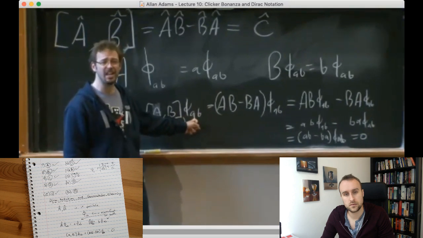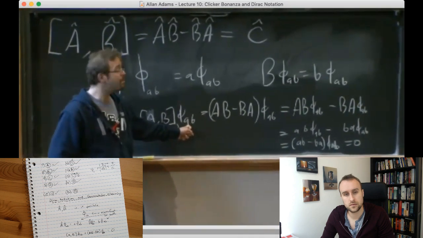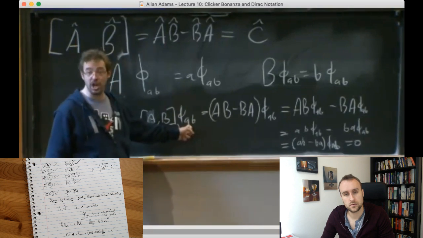Does it tell you that it kills every eigenfunction? No. But it must, at the very least, annihilate the shared eigenfunction. True?